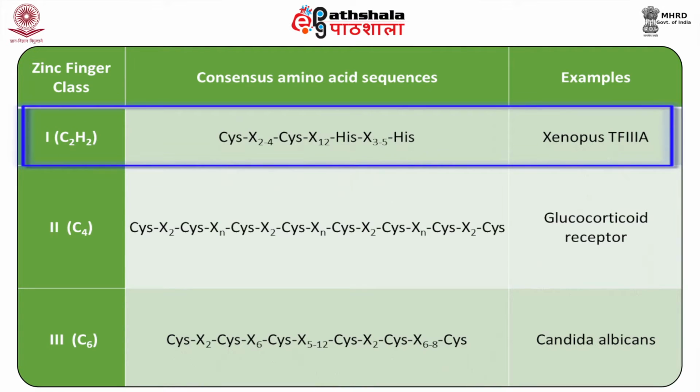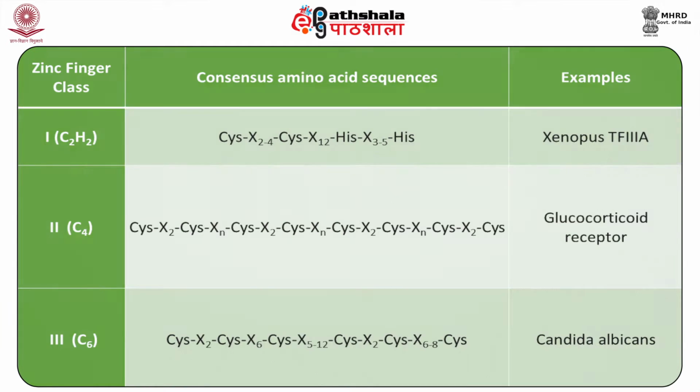Class 1 zinc finger, also called C2H2 zinc finger. This class is also called the classical zinc finger. It comprises hundreds of zinc finger proteins that are found in eukaryotes ranging from yeast to humans. It is described as cysteine, X2 to 4, cysteine, X12, histidine, X3 to 5, histidine, where X is a variable amino acid.